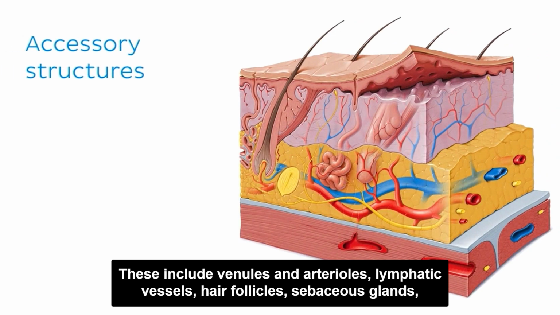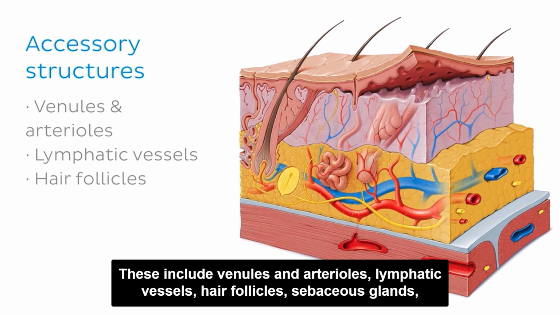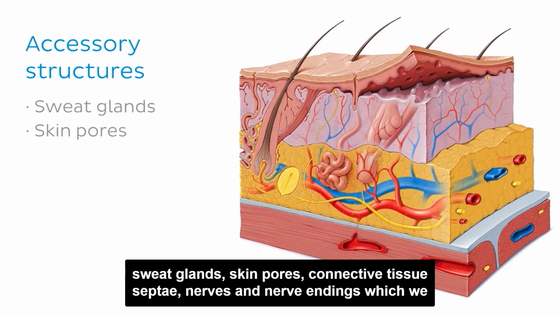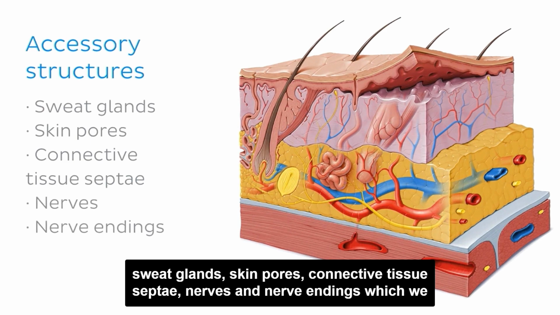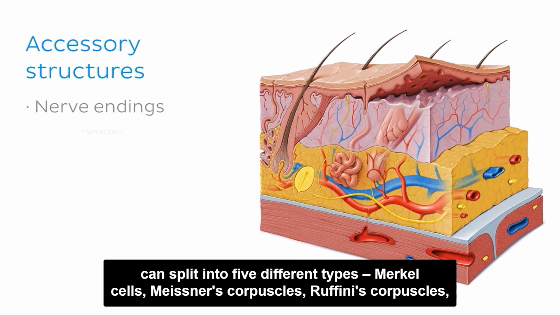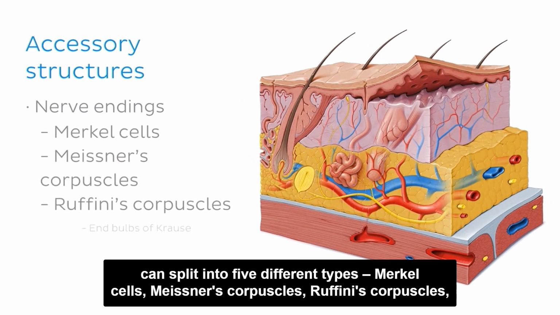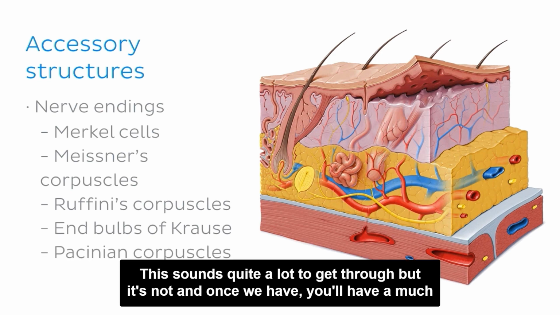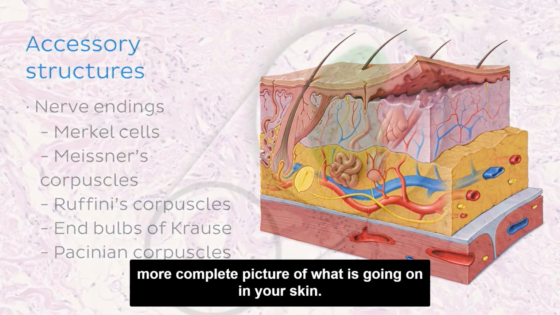These include venules and arterioles, lymphatic vessels, hair follicles, sebaceous glands, sweat glands, skin pores, connective tissue septi, nerves, and nerve endings, which we can split into 5 different types: Merkel cells, Meissner's corpuscles, Ruffini's corpuscles, end bulbs of Krause, and Pacinian corpuscles. This sounds quite a lot to get through, but it's not, and once we have, you'll have a much more complete picture of what is going on in your skin.